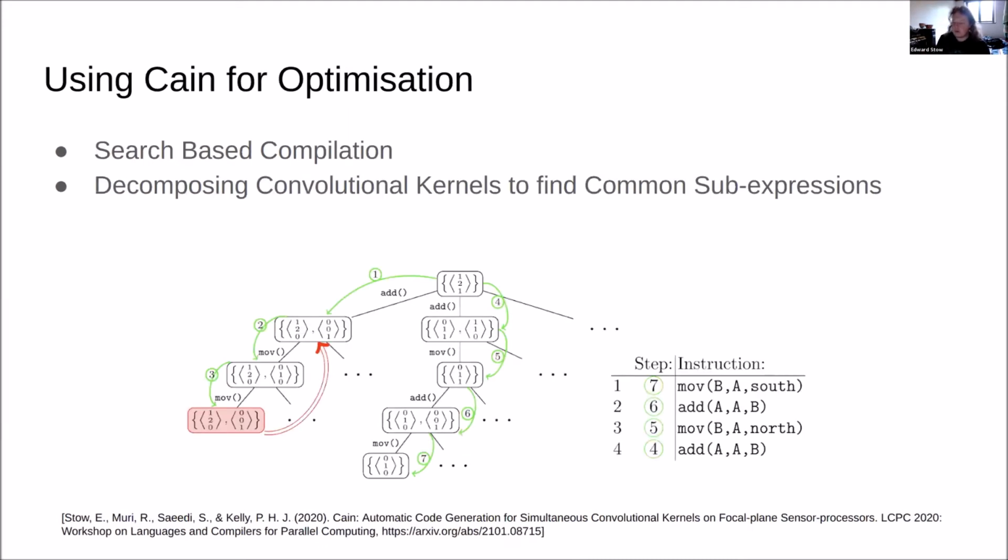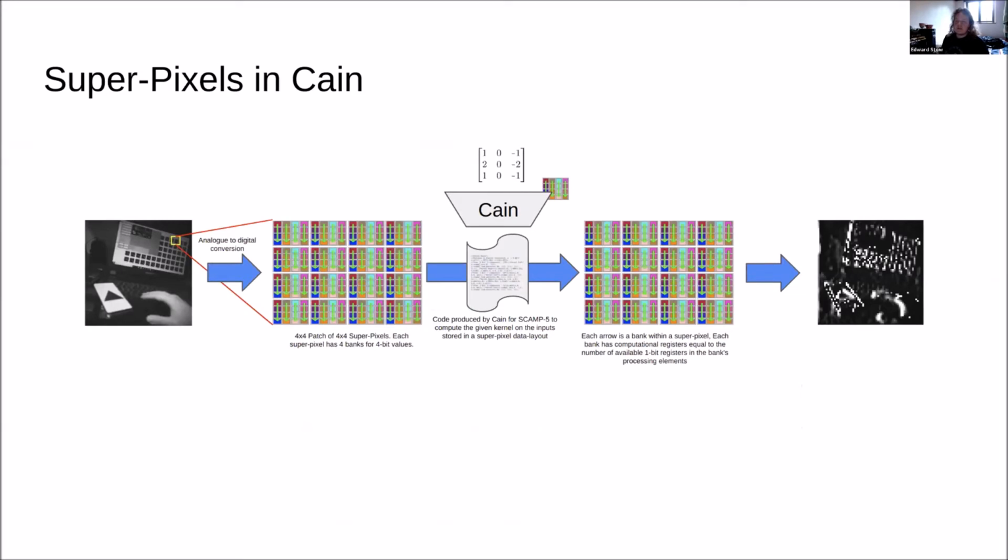So one of the main points is that it's an extension to Cain. Cain is a compiler that we built to do a similar compilation job, but on the analog side of SCAMP4. It takes a convolutional kernel or multiple convolutional kernels, and finds common sub-expressions that we can use to more efficiently implement the filters on SCAMP5. So the idea is that we extended Cain to use an alternative instruction set, which is based entirely on what digital operations are available. Then we can use that for superpixels using the digital side of the SCAMP5 architecture.